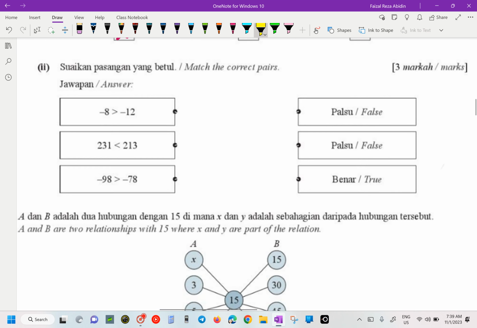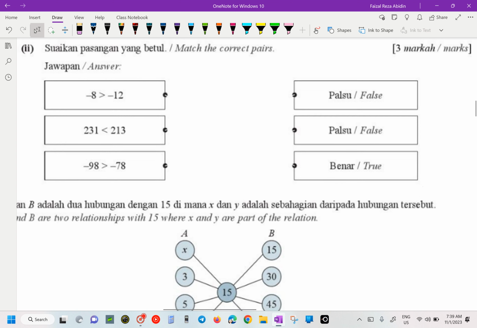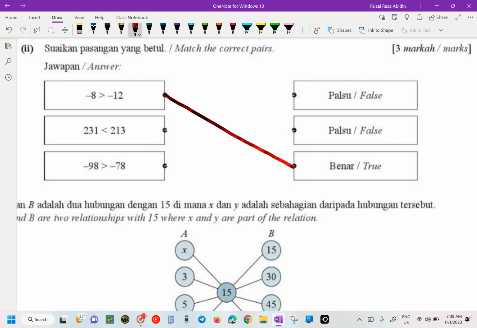Okay, we straight go to, because we have two periods only, I try my best to cover our section B and C. If we have time, we go for section C. Match the correct pair. Okay, if you look over here, negative 8 more than negative 12, is it true or false? Yes, it is true. This one is true. Wow, the other is false too. So, straight away false, false. Senang je eh. False and false, either one lah. Boleh nak letak terbalik pun tak ada masalah situ.